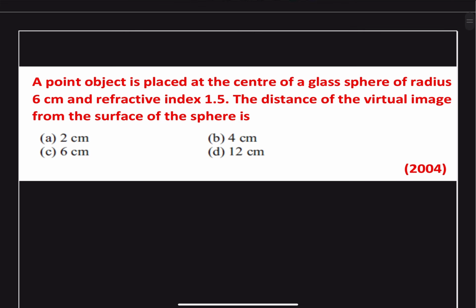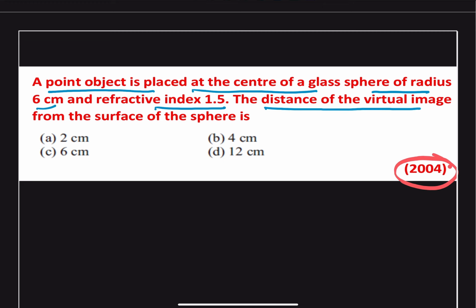questions. And the first question from the year 2004 says that a point object is placed at the center of a glass sphere of radius 6 centimeter, refractive index 1.5. The distance of the virtual image from the surface of the sphere is.